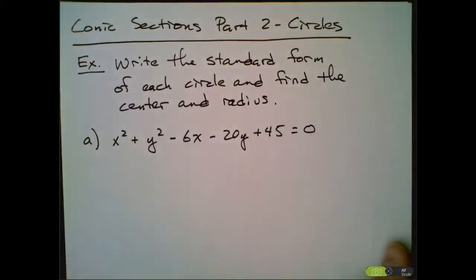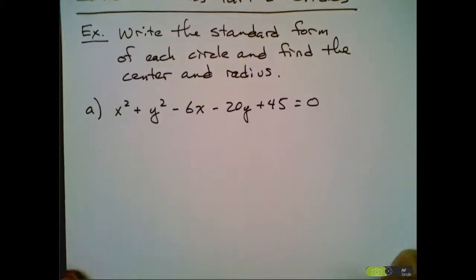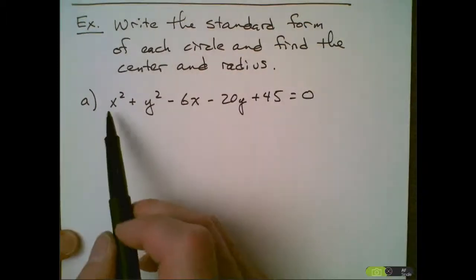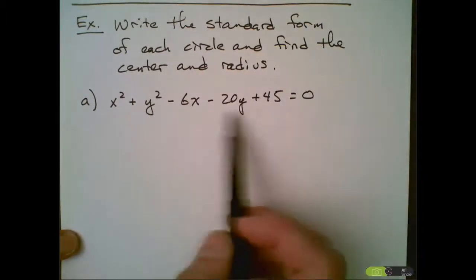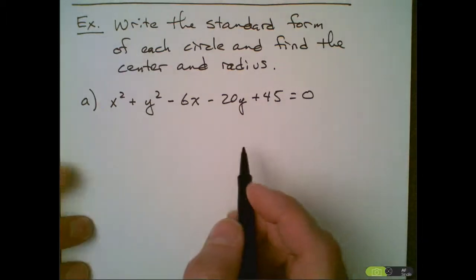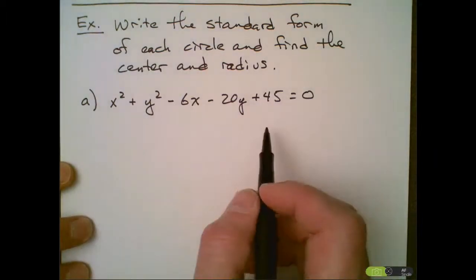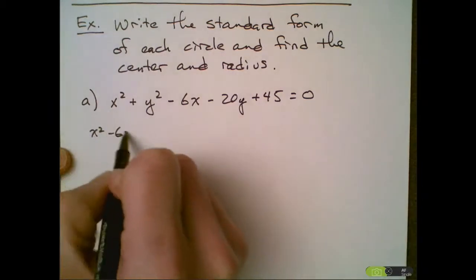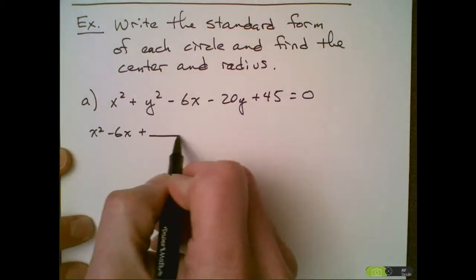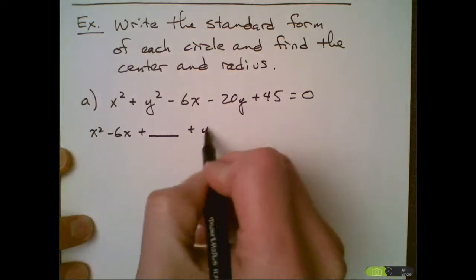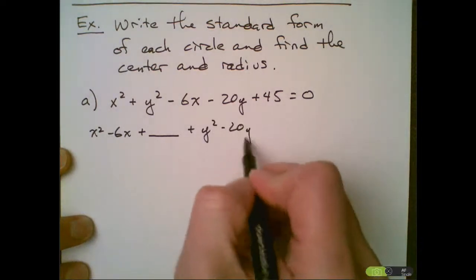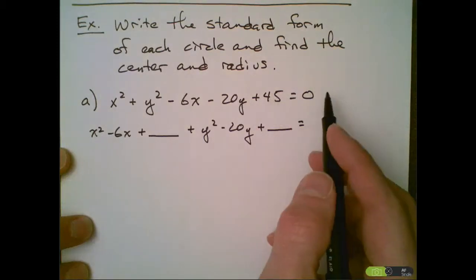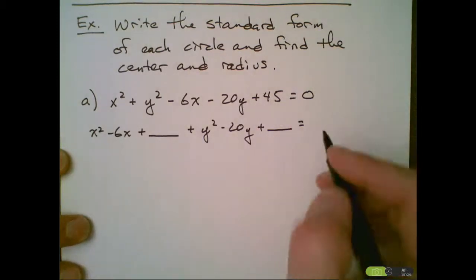So we got a little practice of this when we were working on completing the square. We have x squared and y squared and some x's and y's and a constant over here. So we're going to have to actually complete the square twice. So I'm going to rearrange and put in some placeholders. I've got x squared minus 6x, and then I'm going to have to add something to this to complete the square, plus y squared minus 20y, and then I'm going to have to add something to that. And I'm going to take this 45 and move it to the other side. So essentially I'm subtracting 45 from both sides.